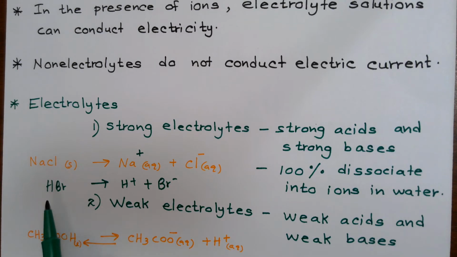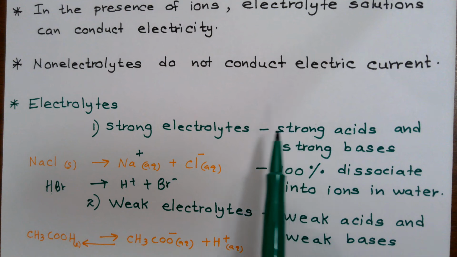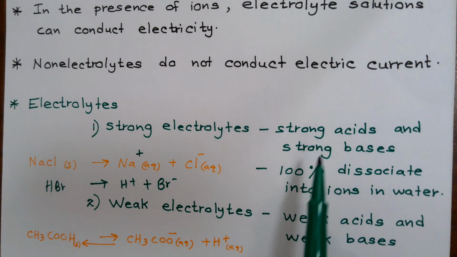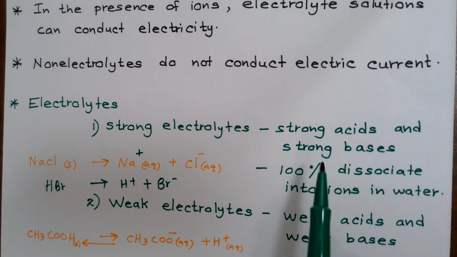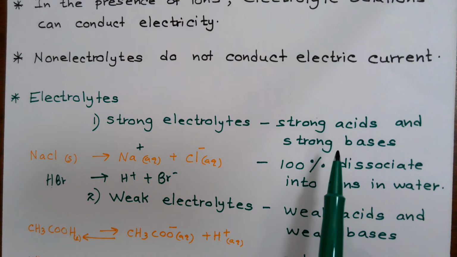Another example, hydrobromic acid, a strong acid. When it dissolves in water, it produces H plus cation and Br minus anion. It completely, 100%, breaks into its constituent ions. So those are strong electrolytes. There are 7 strong acids and 8 strong bases. We discussed them in the acid-base video. So those are strong electrolytes.